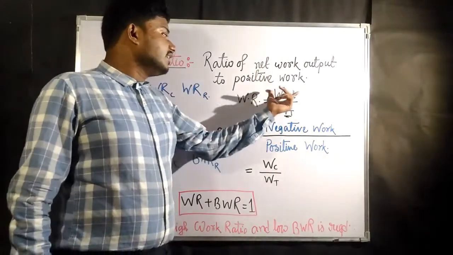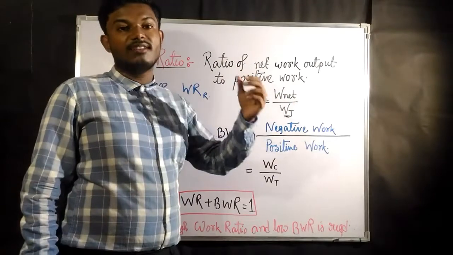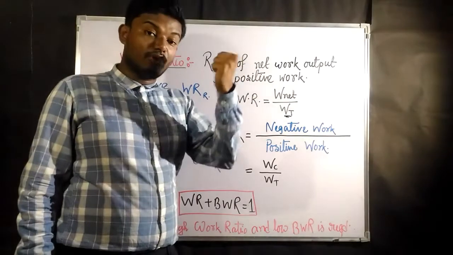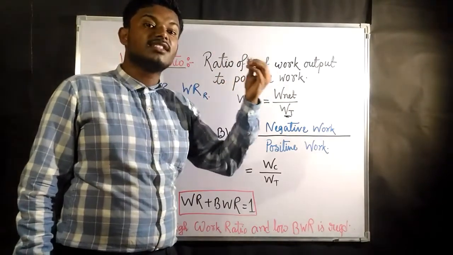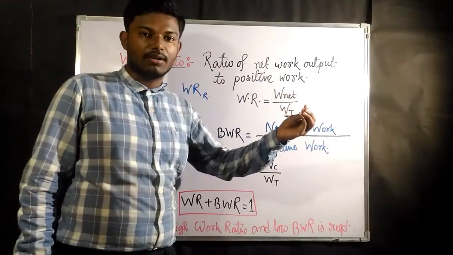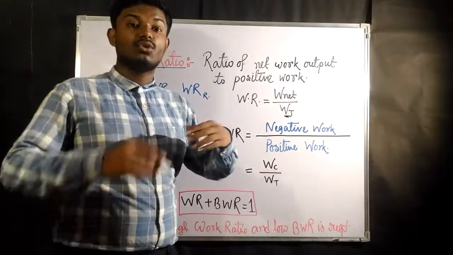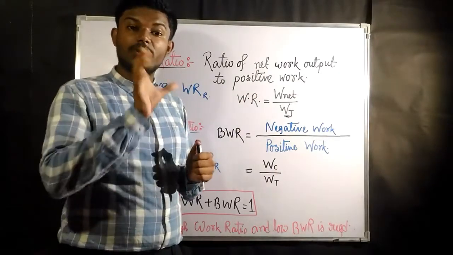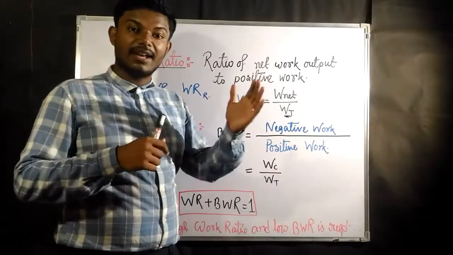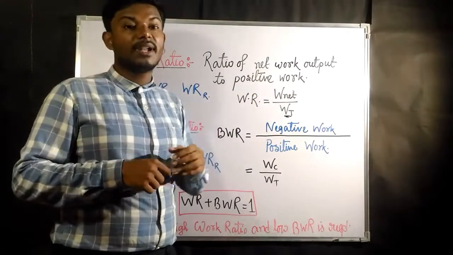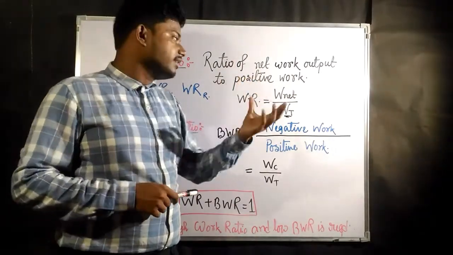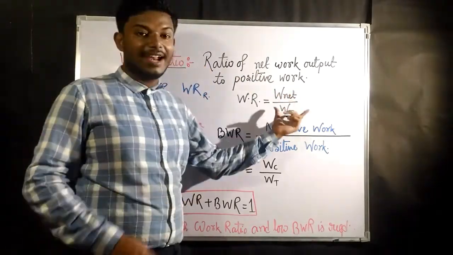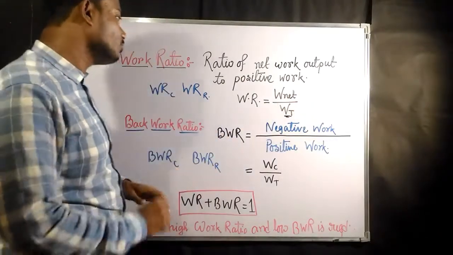And in the numerator it is going to be W net. What is W net? Of the work we receive from the turbine, some of the work is consumed by the pump. So what is the net energy received by us? It would be the work done by the turbine minus the work given to the compressor or pump. The remaining work is known as W net. So work ratio is the ratio of net work to the work done by the turbine, or positive work.